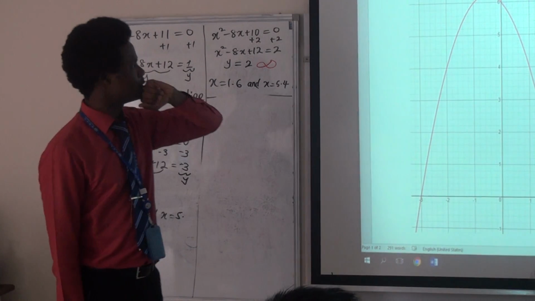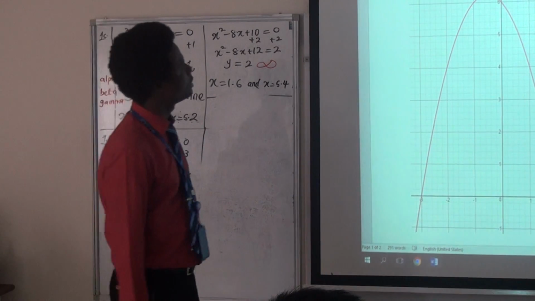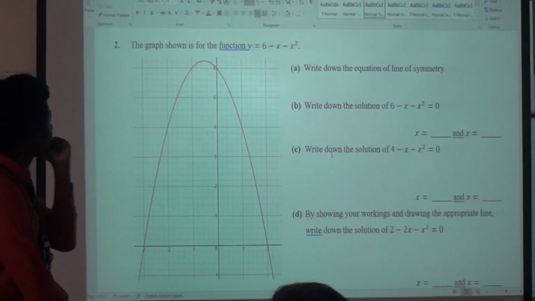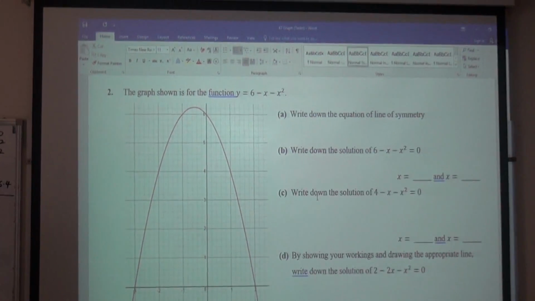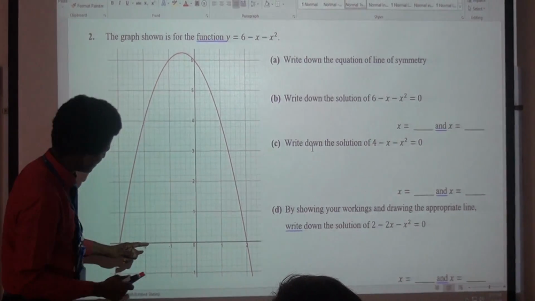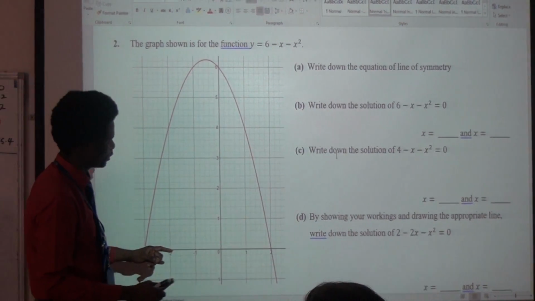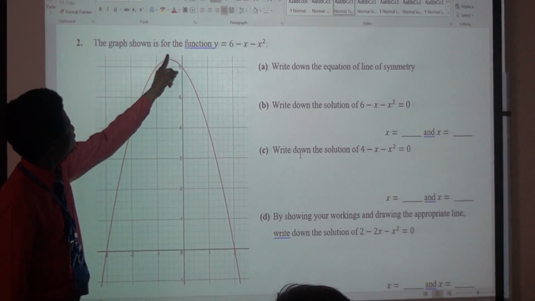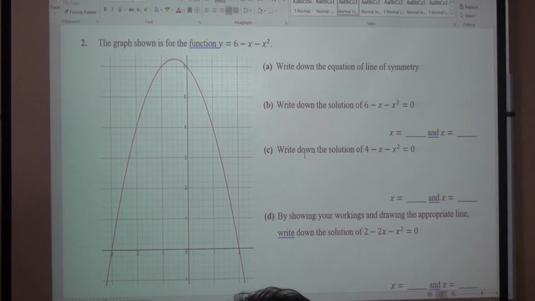Okay, so the next one. This is a maximum graph. The first question I ask also is, what is the equation of line of symmetry? Now look at it, everybody. What is the equation of line of symmetry? 0.5. We all agree with that? No, I said negative 0.5. So this line that passes through here will be the line of symmetry. Do we all agree? Yeah.